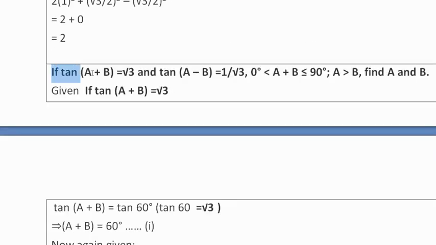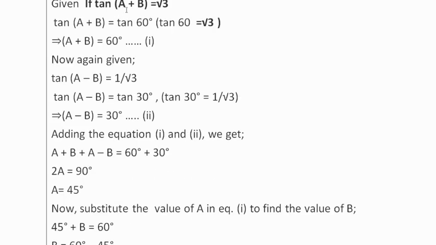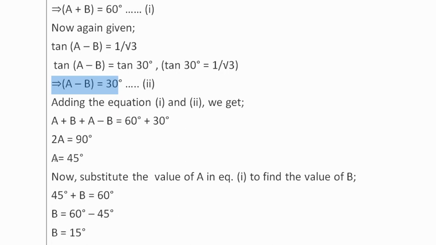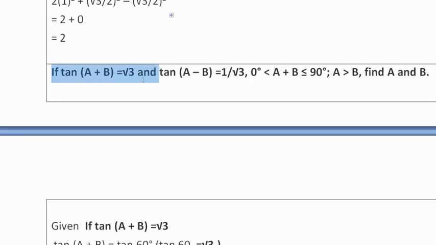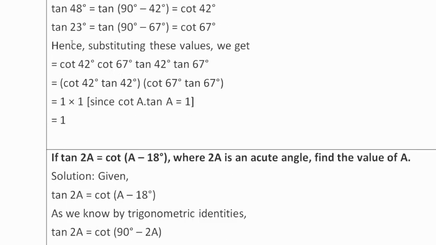And such type of question: tan(A plus B) is equal to root 3, tan(A minus B) is equal to 1 by root 3, find A and B. So here is the procedure. Just have a glance. tan(A plus B) is root 3. Obviously A plus B is 60 because tan 60 is root 3. And tan(A minus B) is given in the question as 1 by root 3. Therefore, A minus B is 30. If you add these two equations, students, you will get A 45 and B 15. So this type of problem is important for tomorrow's exam in the trigonometry chapter.